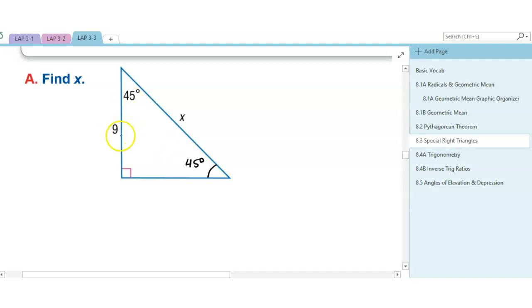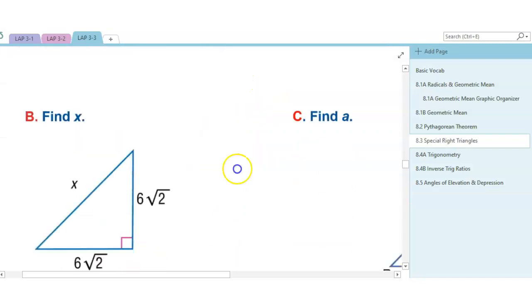And because we have an isosceles triangle, we can say that these two sides are going to be congruent. So this is also 9. And because this is 9, we can say that this is just L. And the side that's opposite 90 degrees is going to be L root 2. And since L is 9, X is simply going to be 9 root 2. Done. Makes it a lot easier for us to solve those problems.